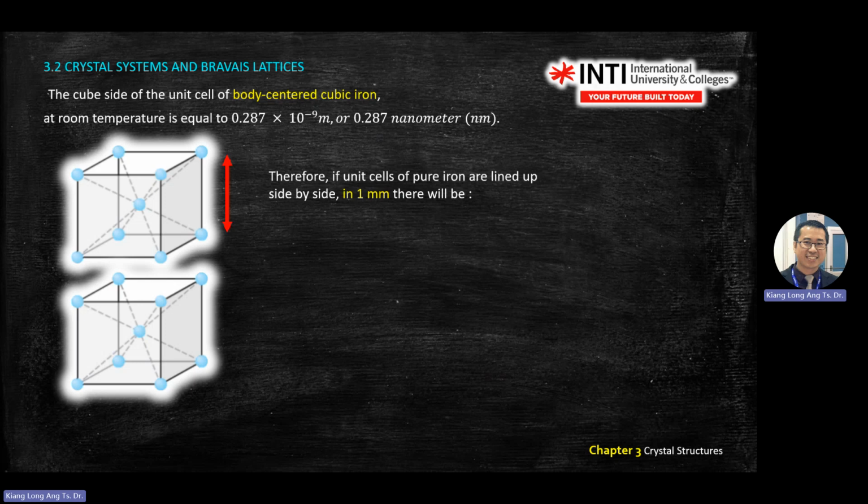Therefore, if unit cells of pure iron are lined up side by side, let's say this is one metal element, and you want to make 1 mm of pure metal or pure iron, Fe, how many unit cells do you need? You know how to calculate? You take 1 mm, 1 × 10⁻³ m, divided by the side, or the length of this one, because you want to form a 1 mm object. You divide, you need to have 1.48 mega unit cells.